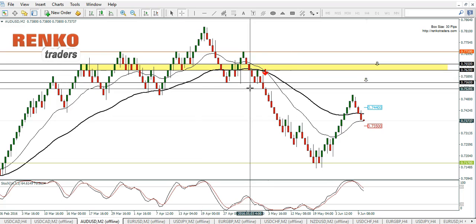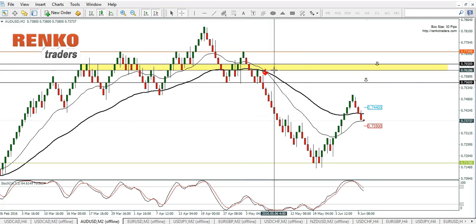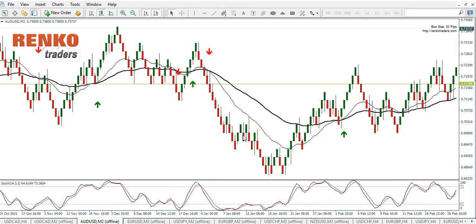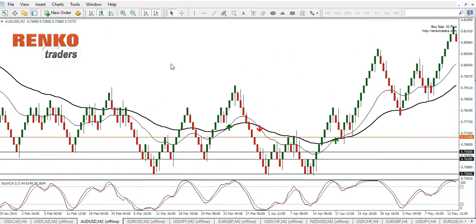As you can see, the risk reward is about 150 pips risk, and you've got a 600 pip target right here. Let's take a look at some of the previous examples.